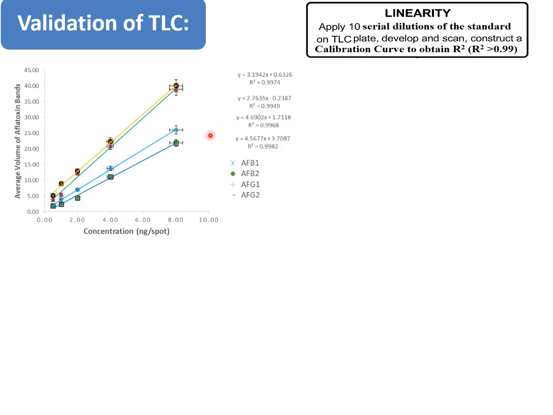Now, a good linearity of the method must be able to produce an R-square value of greater than 95%, that is 0.95. Linearity with R-square values less than 0.95 usually are not considered very good.